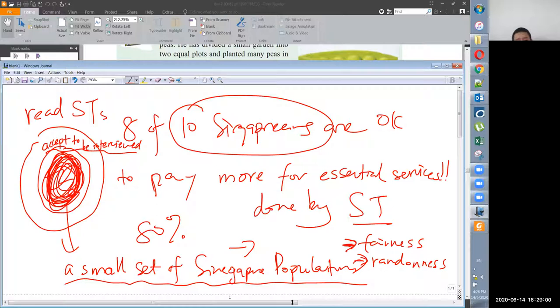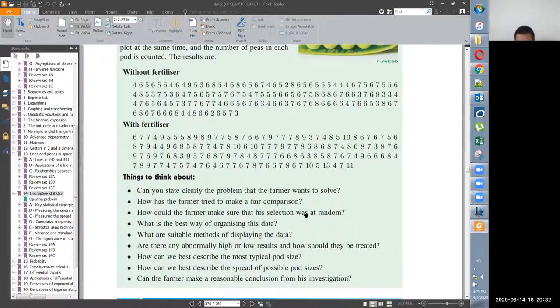So I would like to take this survey result and try to illustrate to you the importance of fairness and randomness. To me, this so-called survey conducted and the results declared by the Straits Times, I don't think it's a very representative result, especially from my point of view. That's why over here, it says the farmer makes sure that his selection was at random. So randomness is important. Fairness is also important.